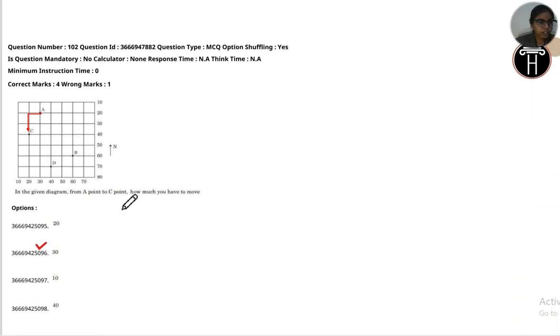Next is, in the given diagram, from point A to point C, this is your point A and this is your point C, how much do you have to move? Okay, so the vertical and horizontal square grid is given to you with a difference of 10, starting from 10, 20, 30, 40, 50, 60, 70, 80. So how much is the distance? When you travel from point A to point C, we will move horizontally, then we will move vertically for 20 units. So in total we will have 30 units.